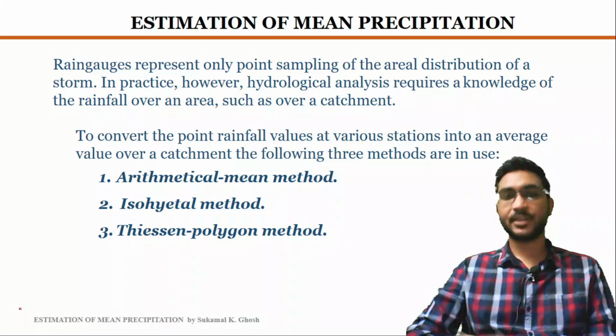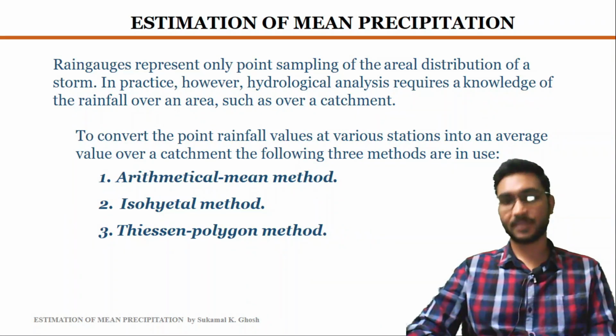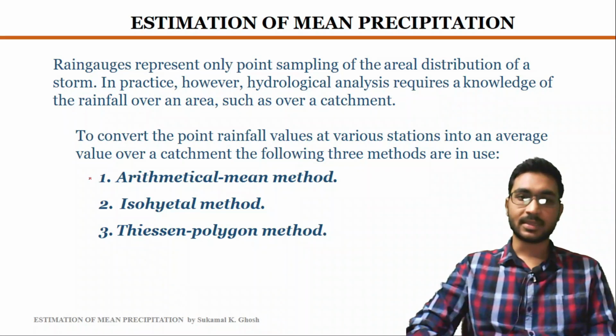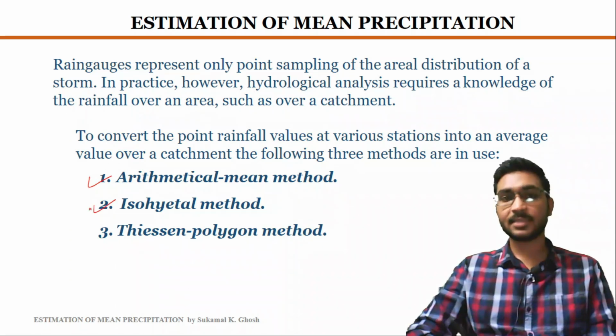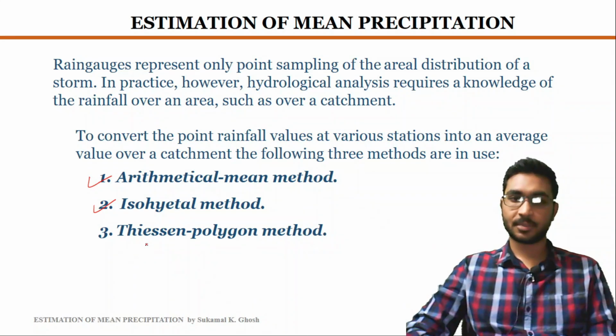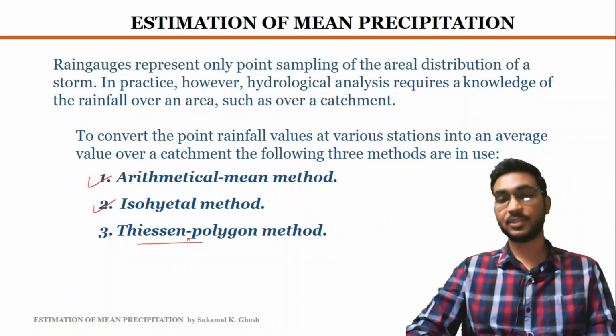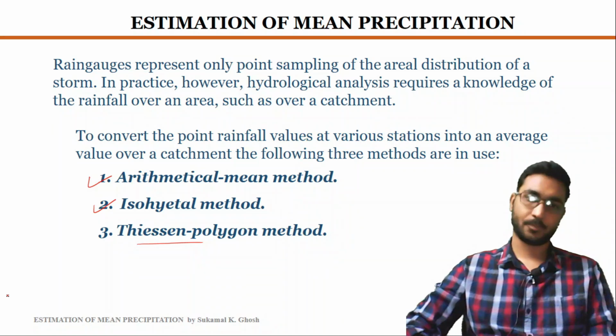Now in the previous video lecture of estimation of mean precipitation, we have discussed the arithmetic mean method and the isohyetal method. Now in this particular video, we are going to discuss the Thiessen polygon method, which is also known as the Thiessen mean method.